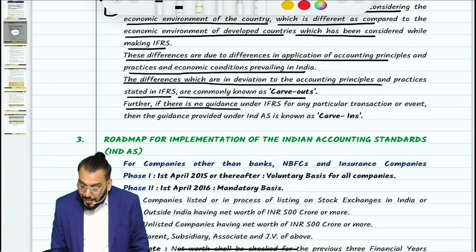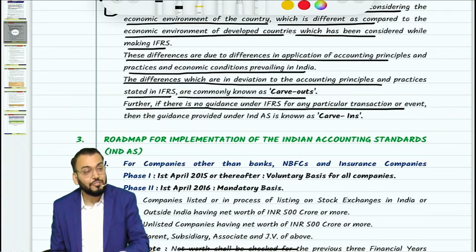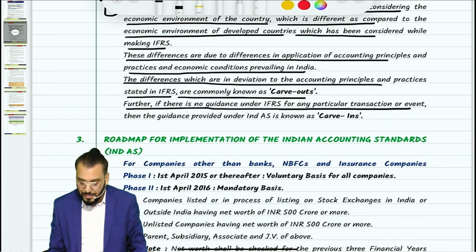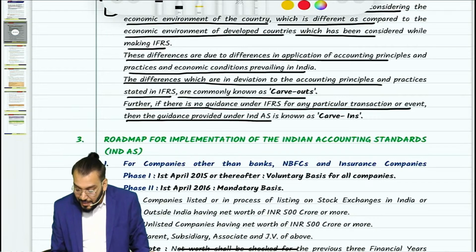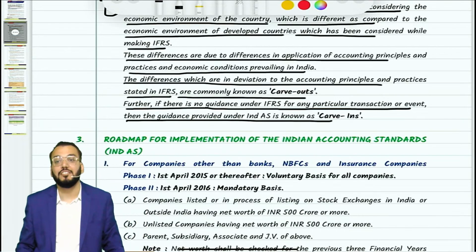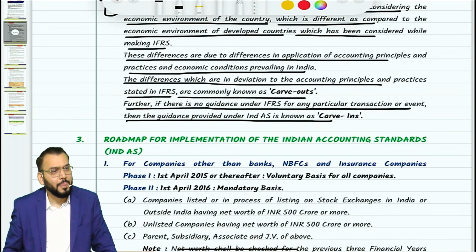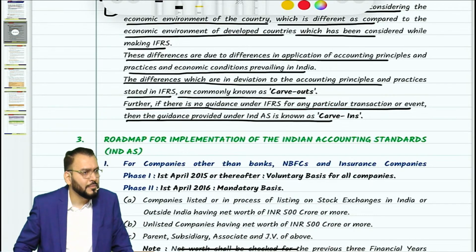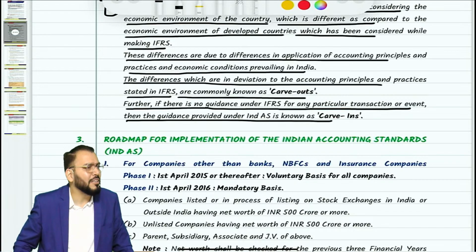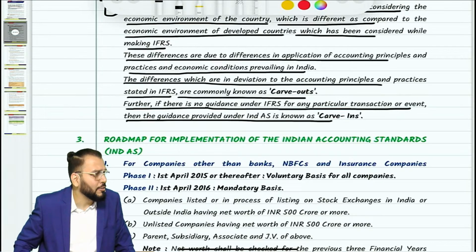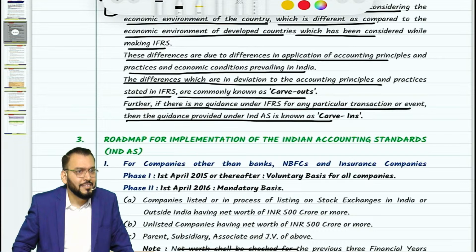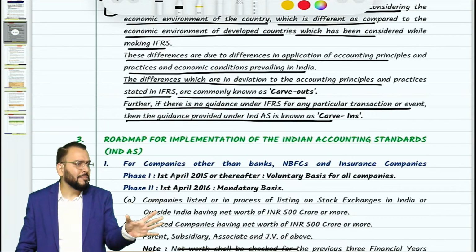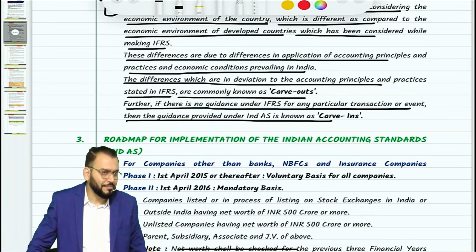Further, if there is no guidance under IFRS for a particular transaction or event, there is no accounting treatment given under IFRS or IAS, then the guidance provided under Ind AS is known as what? Carve-ins. Correct? Why am I informing about these terms, carve-in and carve-out? Because as a CA, anyone can ask, do you know about carve-in and carve-out? You say, what is this? So that is not what? Correct. You should know everything, even though that is not a part of our syllabus.